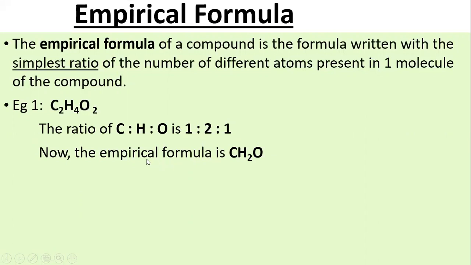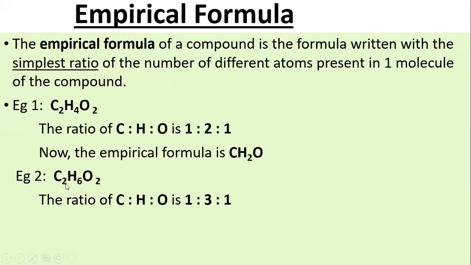Okay. Let me see another example. C2H6O2. Here carbon has 2 constituent atoms, hydrogen 6, oxygen 2. So now the ratio will be the same. C is to H is to O, which will be 1:3:1 in the simplest number form. So now the empirical formula will be carbon 1, hydrogen 3, CH3, and oxygen 1. So CH3O. So this will be the empirical formula.